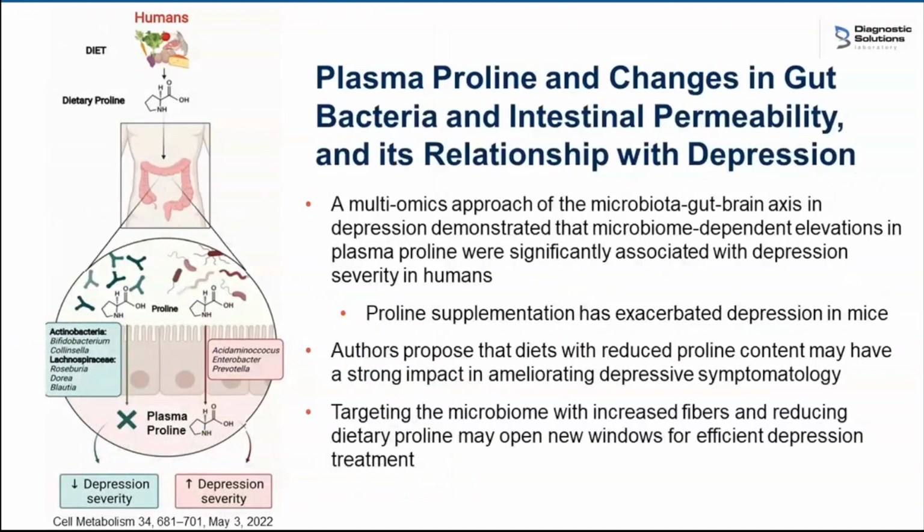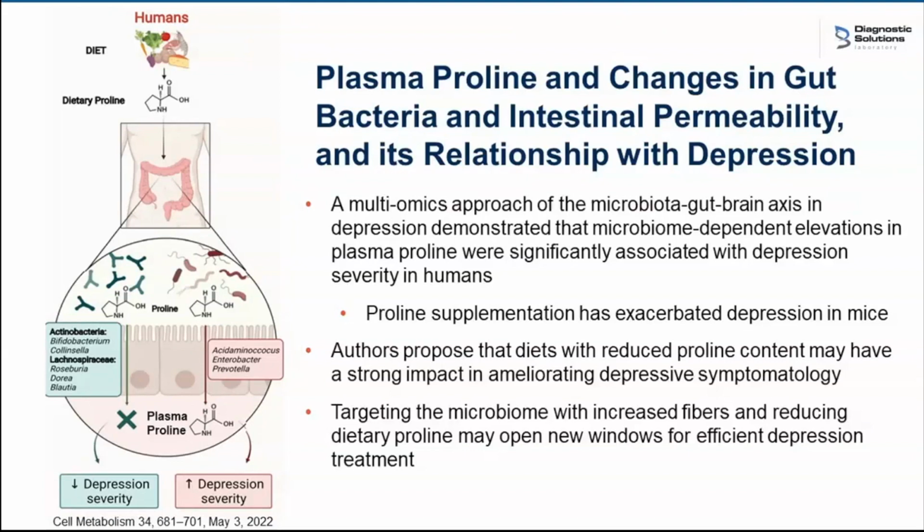Another marker that I like to look at is plasma proline and changes in gut bacteria and intestinal permeability. This is another nice recent study, and they looked at that in relationship to depression. When they're doing this multi-omics approach, they look at the microbiota gut-brain axis in depression, and that demonstrated that the microbiome-dependent elevations in plasma proline were significantly associated with depression severity in humans. And then when they looked to mouse studies, they found that if you supplemented proline to depressed mice, it exacerbated their depression. So the authors in the study proposed that diets with reduced proline content may have an impact on ameliorating depressive symptomology.